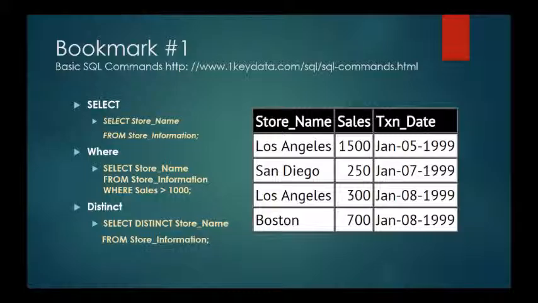While the select keyword allows us to grab all information from a column on a table, this could lead to redundancy. Lastly, the distinct command allows you to only select distinct elements. This example selects only distinct store names from the table's store information.